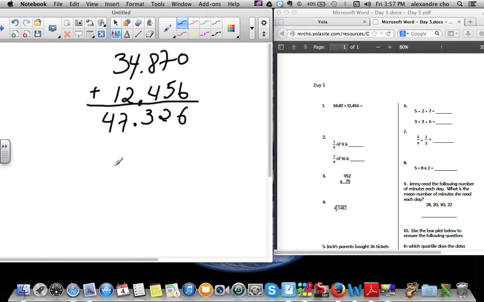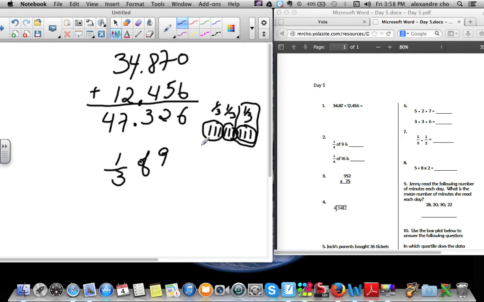47.326. Next, 1/3 of 9. Alright, there's two ways. Easy. You can take 9: 1, 2, 3, 4, 5, 6, 7, 8, 9. If you want to take 1/3, or divide into groups of 3s, this is 1/3, that's another 1/3, this is 1/3 as well. So it would be 3. Okay, but it's easy because the number is pretty easy.